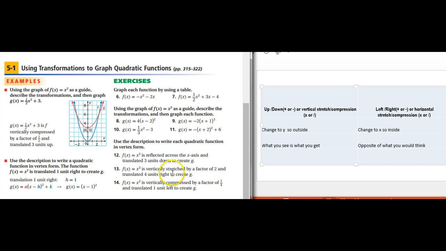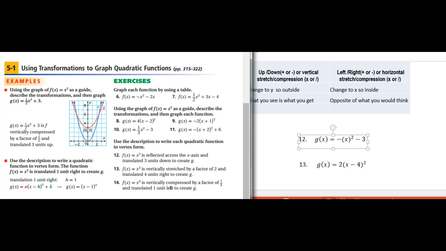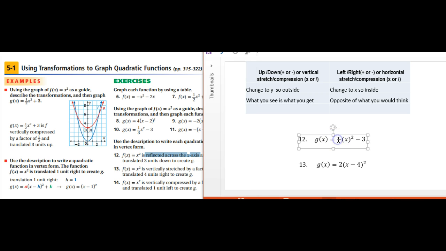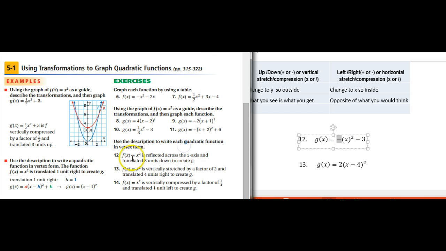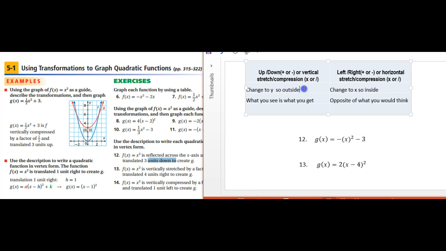Okay, let's do one of these down here. Let's start with number 12. Number 12 is telling us that we're starting with the parent function, f of x is x squared, which is the whole chapter. It's going to be reflected across the x-axis. We're going to take that change over here to the PowerPoint slide, and that makes me put a negative there. Okay, so far I've just done negative x squared. Then it tells us to translate it 3 down. Okay, 3 down. So let's go to our chart here.